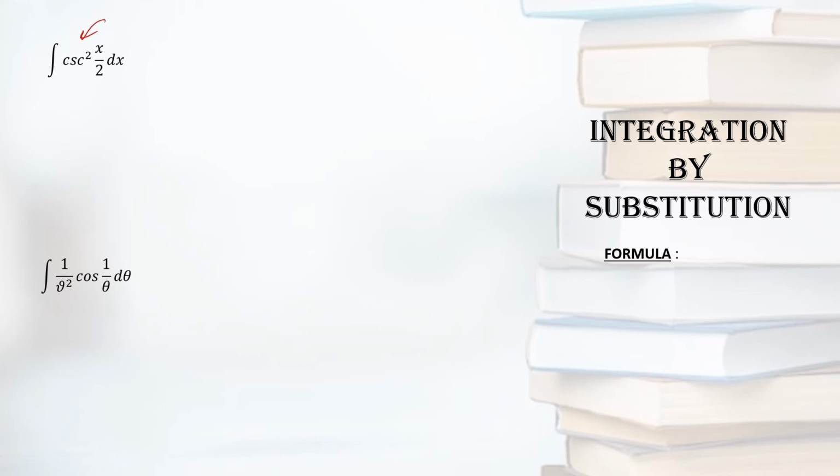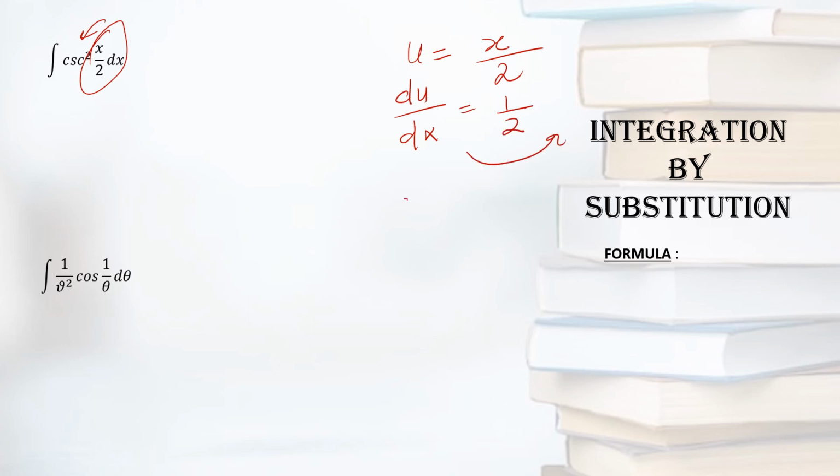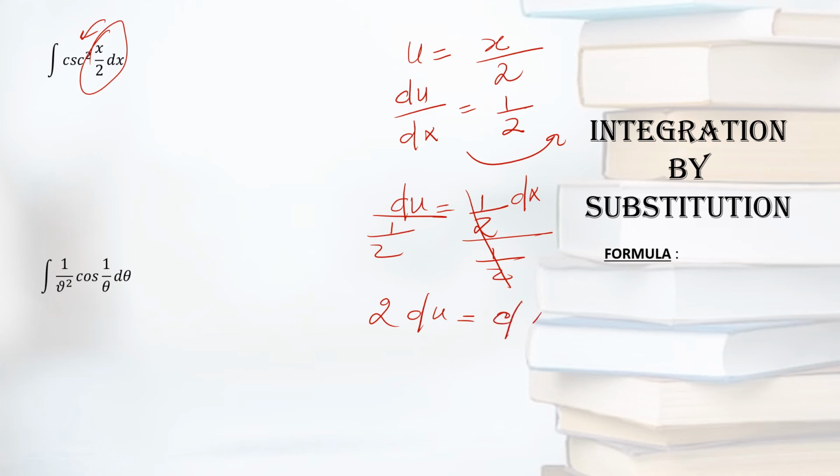Here again you have one trigonometric function, so take the angle, name it as u because it is your inner function. So it is x over 2. So the derivative of this thing will be 1 over 2. Bring the dx to the other side, you will get 1 over 2 dx. You don't have any 1 over 2 in the question, so divide both sides by 1 over 2 and you will get 2 du equals dx. Once it is done, convert the x values into u values.